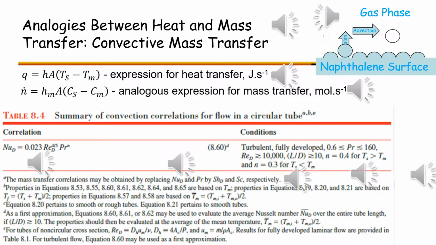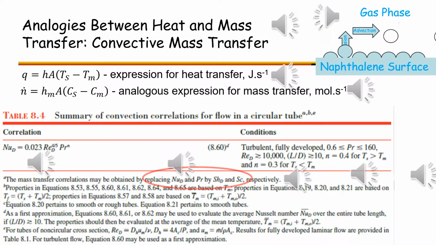For convective mass transfer, you can write a similar equation for mass transfer rate, in moles per second, or n dot. Here the driving force is the concentration difference, rather than the temperature difference, as in Newton's law of cooling. At the bottom of the table, in the fine print, you can see that all the heat transfer correlations can also be used for mass transfer.